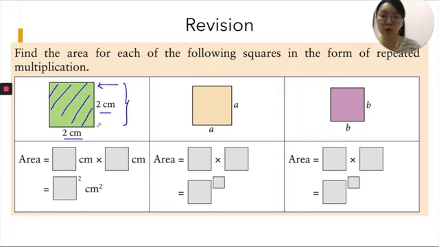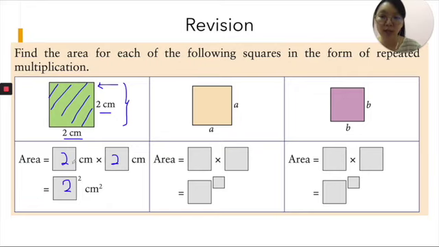Yes, as you know, area equals the length multiplied by the width. 面积是长乘宽. So there is 2 cm here. 2 cm times 2 cm. I'll get 2 times 2 is 4. Or I can also write it as 2 square.